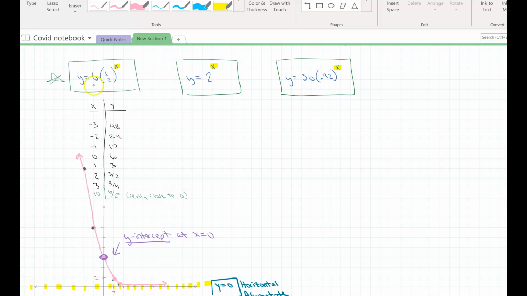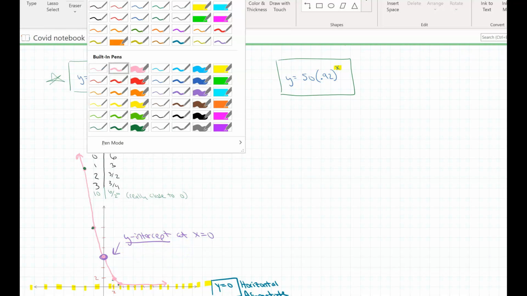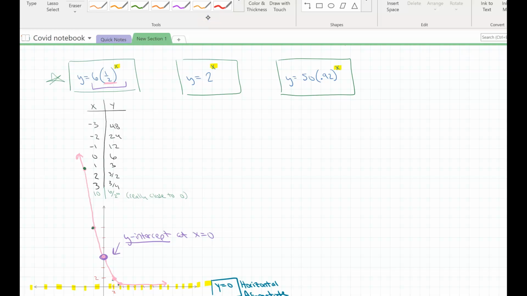And when I look at this function here, I will notice that x equals 0 turns the base here. The base of the x is 1/2, not 6, but 1/2 to the 0 is 1. So y equals 6. The y-intercept at x equals 0 — it is absolutely the case that for these very straightforward basic exponential functions, the 6 value corresponds to this 6 value right here.